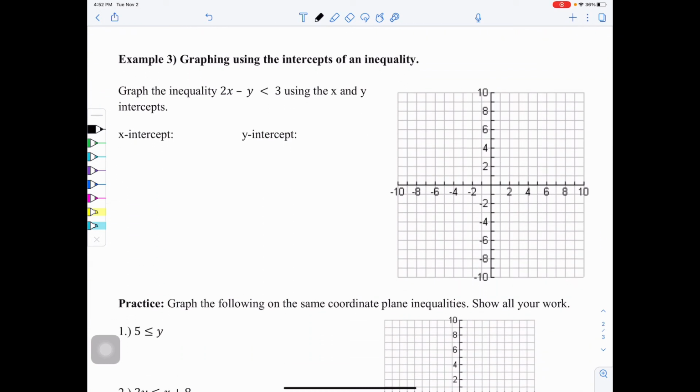Example 3 says graphing using the intercepts of an inequality. So we discussed how to graph a linear equation in two variables when it's in standard form by finding the intercepts. We can also do that same thing when trying to graph an inequality. So rather than putting this inequality into y equals mx plus b type form, we're going to use intercepts to graph it. So first let's start with the x-intercept, which remember means we want to find out x when y is 0. So I would write my equation, not inequality, in order to determine the exact points.